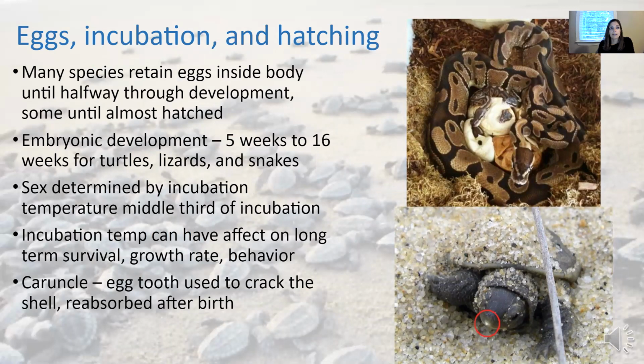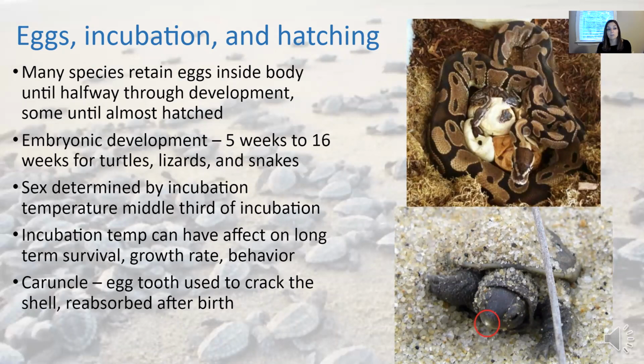So many species retain their eggs inside their body until halfway through development, and some until they're almost hatched. So we talked about oviparous and viviparous. There's kind of a spectrum, right? So there's some species that hold on to the eggs internally most of the way so that they get them nice and developed and then lay the eggs. And you can understand if the female is carrying the eggs inside, they're protected. On the flip side, carrying several eggs inside a body makes that body heavy, harder to escape from predators. So there's trade-offs.